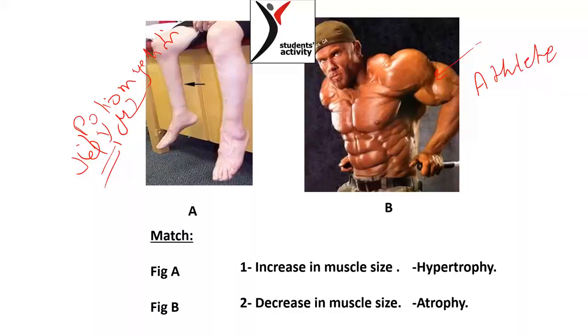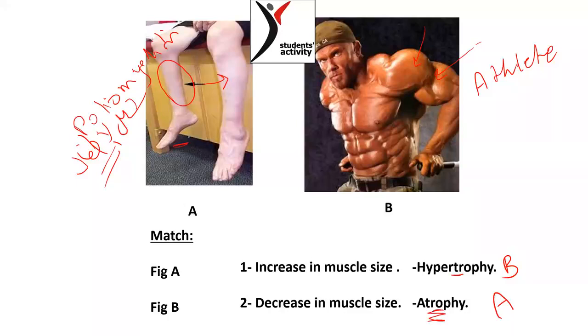Match which has increase in muscle size or hypertrophy, A or B? Of course, in B, in this athletic person, you have increase in the muscle size, which is called hypertrophy. And which has decrease in muscle size or atrophy? This occurs in A, in poliomyelitis, of course. Decrease in the muscle size is called atrophy, increase in the muscle size is called hypertrophy. Atrophy and hypertrophy are forms of adaptation.